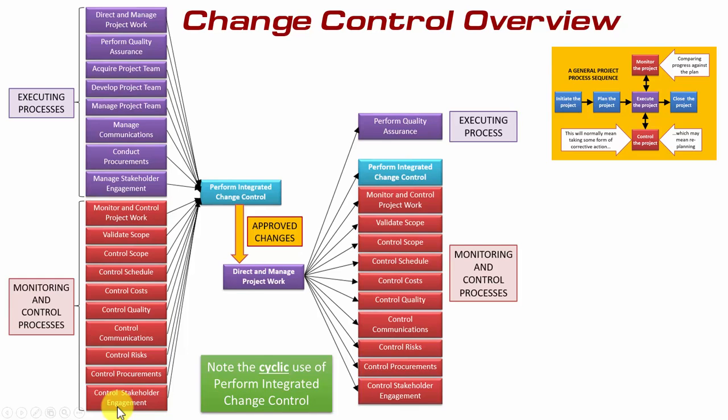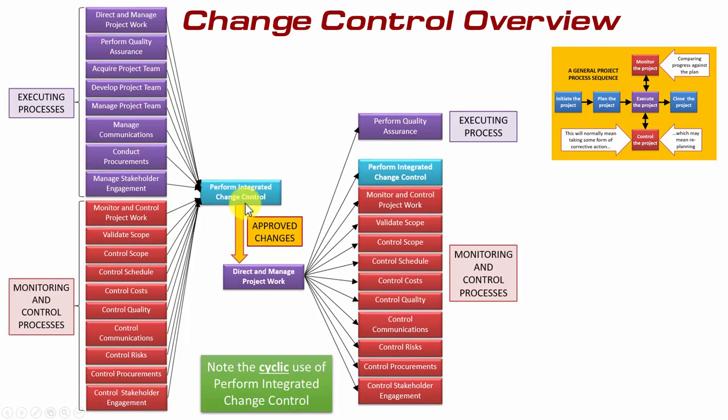So let's suppose that at some point within this time here that a change is requested. What it needs to do is to be sent to the Perform Integrated Change Control process. This is in the Monitoring and Controlling process group. And don't worry, I'll explain what goes on in there shortly. But the output of this is either approved changes or rejected changes. So leaving the rejected ones aside for the moment, let's just look at the changes that have been approved.